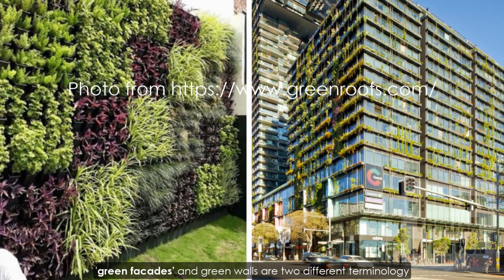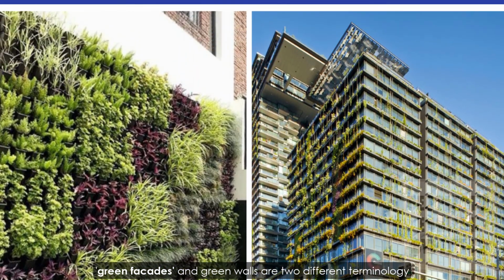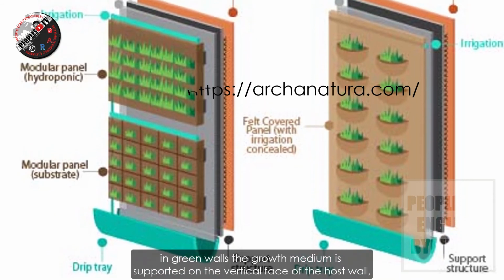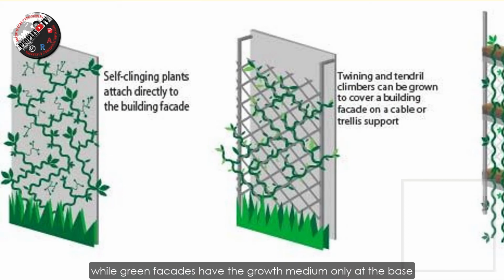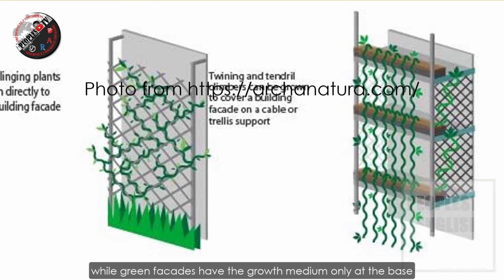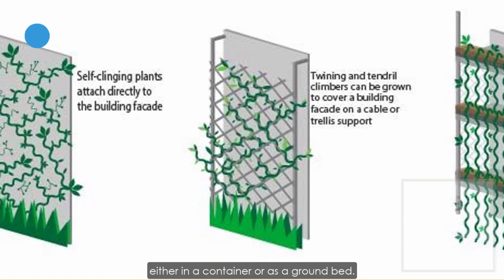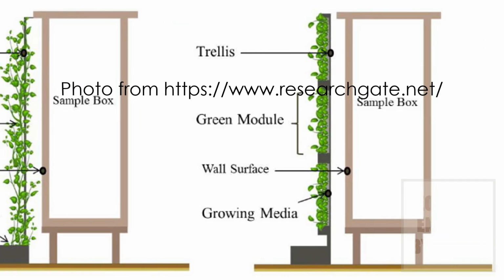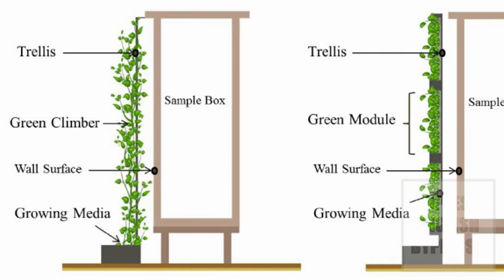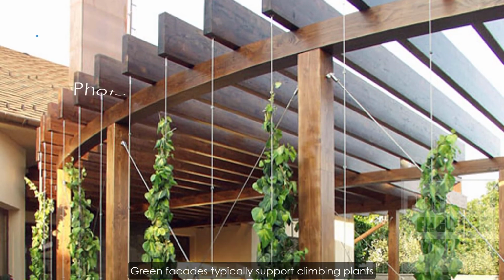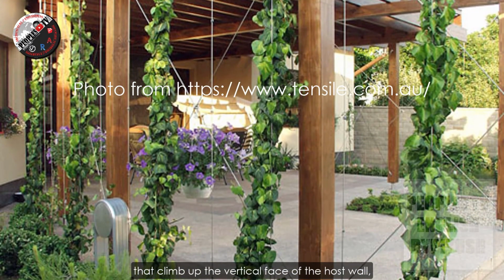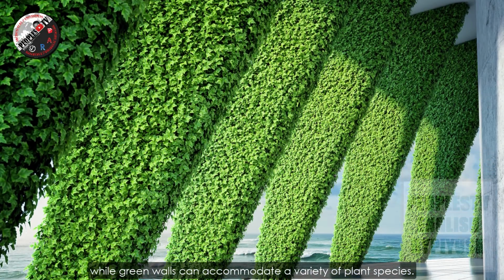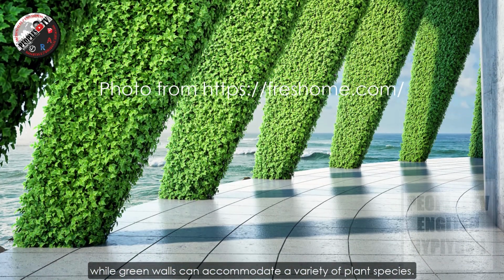Green facades and green walls are two different terminologies. In green walls, the growth medium is supported on the vertical face of the host wall, while green facades have the growth medium only at the base, either in a container or as a ground bed. Green facades typically support climbing plants that climb up the vertical face of the host wall, while green walls can accommodate a variety of plant species.